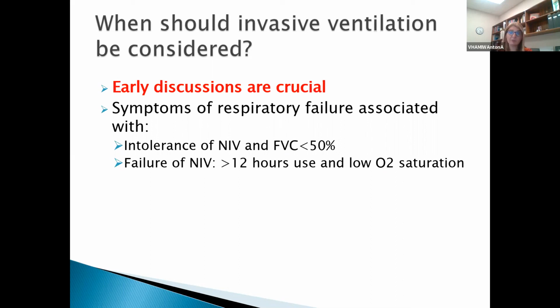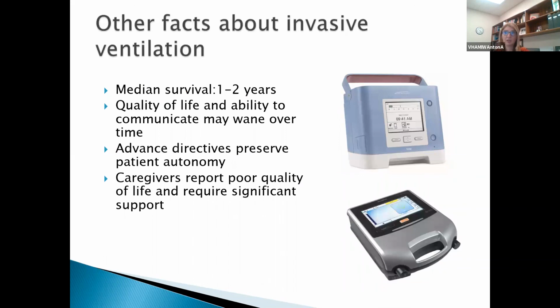But there is the other group of patients who is able to tolerate non-invasive ventilation, but despite prolonged use, it is not enough. They have low oxygen level and high carbon dioxide level. So this is the second group of patients that, if they choose to do, that's where those conversations occur. There is a picture on the right of the home ventilators.